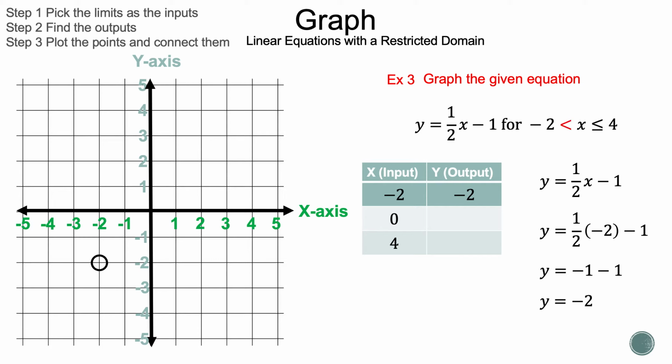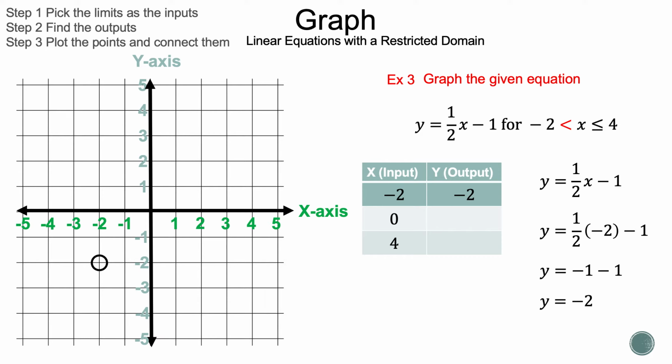Let's go ahead and plot it. As you can see, our point is not filled in, and the reason for that is because if you look at the symbol in between negative 2 and x, it says less than. Since it does not say equal to anywhere for that symbol, we're not going to fill it in because we want to show where the graph ends or starts. In this case, it starts.